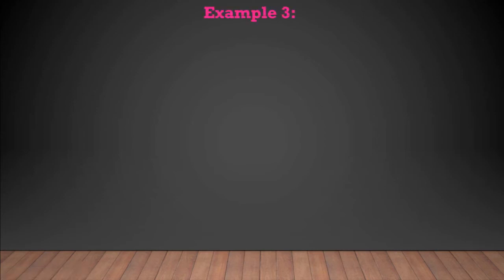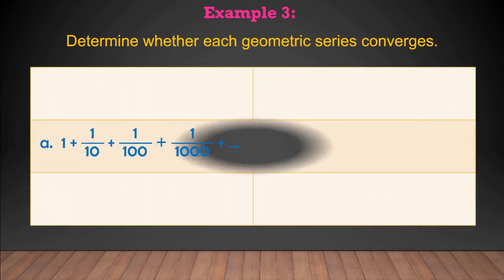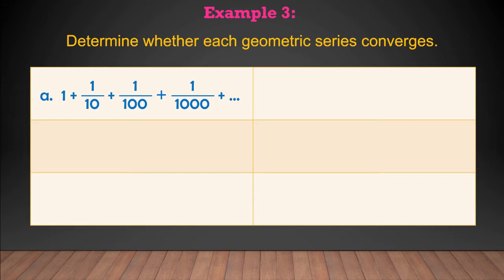Now let's have this example. Determine whether each geometric series converges. So letter A, we have 1 plus 1/10 plus 1/100 plus 1/1000 plus dot dot dot. Now this series converges. Why? Since the common ratio here is 1/10, and 1/10 is less than 1.